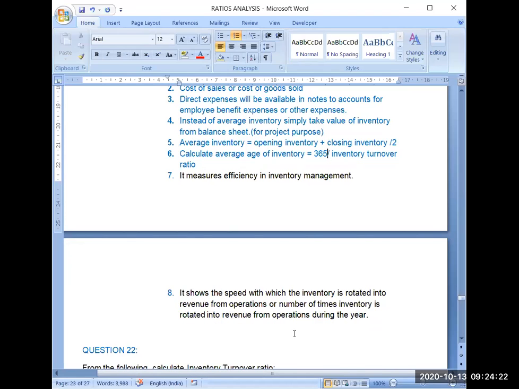Suppose your inventory holding period is coming 40 days and the competitor's inventory holding period is coming 35 days. So it means that your competitor is managing inventory more efficiently than you, because he is converting his inventory into sales, into revenue from operations within 35 days, but you are converting in 40 days. That is the meaning of inventory turnover ratio. It shows the speed with which the inventory is rotated into revenue from operations, or the number of times inventory is rotated into revenue from operations during the year.